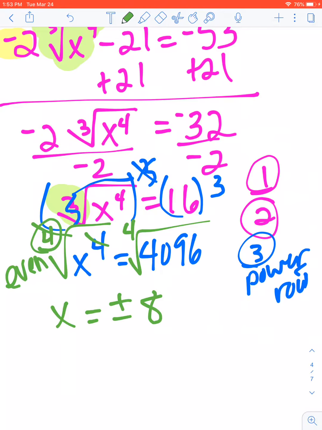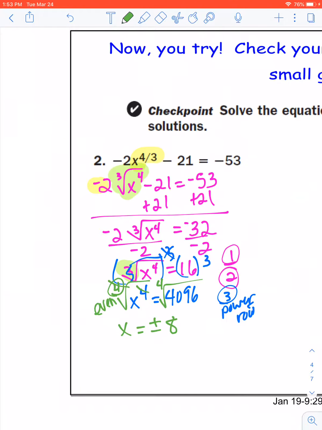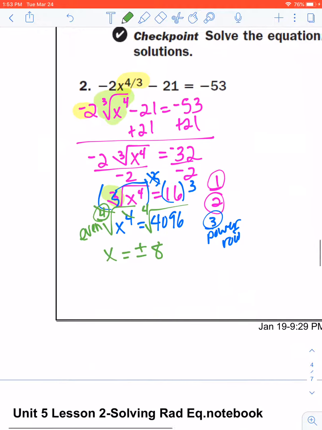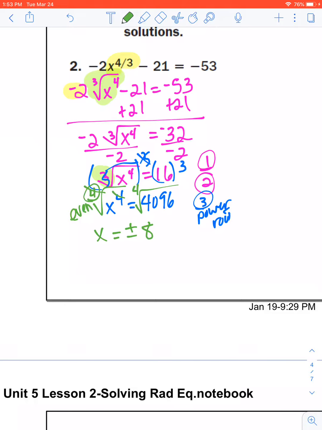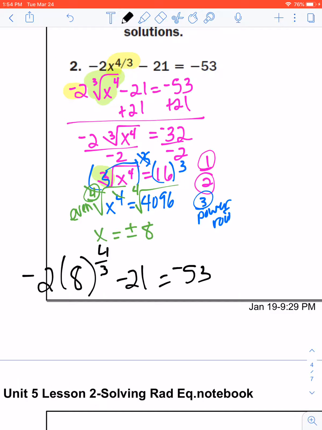All right, but what do I have to do? We have to check our answer. So when I check my solutions, I get -2. I'm going to use positive 8 first to the 4/3 minus 21, and we have to see if that equals -53. So let's type it in and see if that works.